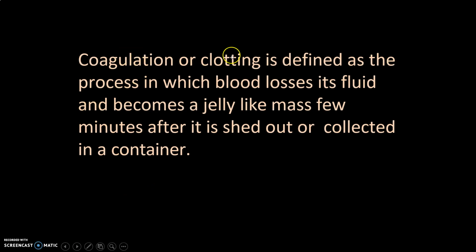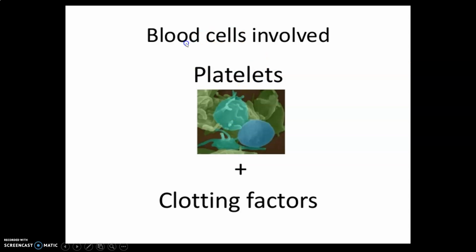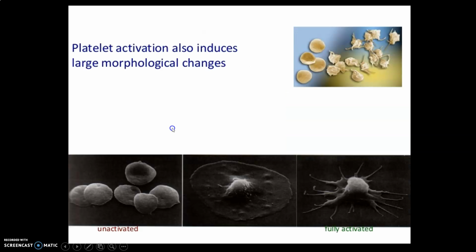Now, coagulation or clotting of blood is defined as the process in which blood loses its fluid and becomes a jelly-like mass few minutes after it is shed out or collected in a container. Now, the blood cells which are involved in this process are platelets. As we discussed, platelets are the specialized cells which help in clotting of the blood. There are other factors called the clotting factors which help in the process of coagulation of blood. Now, platelet activation induces the morphological changes. There are large morphological changes which occur, because of which the plug or the formation of clot occurs.